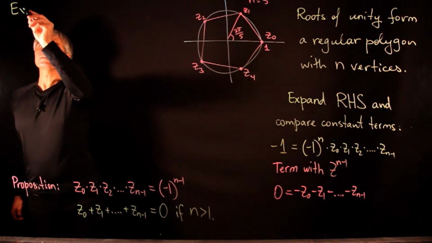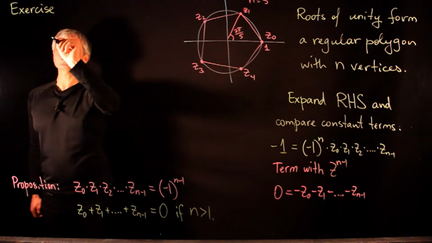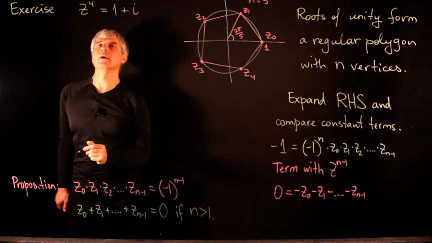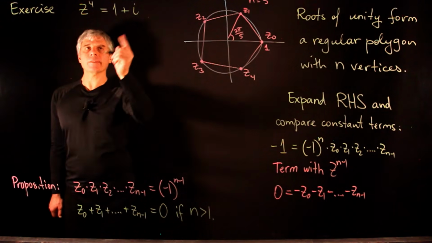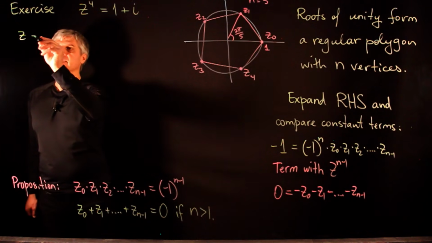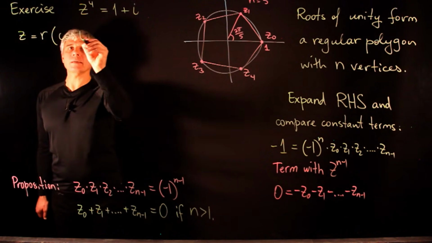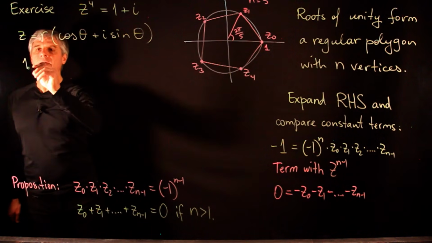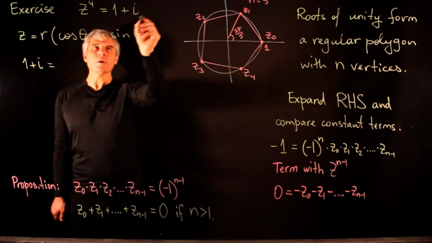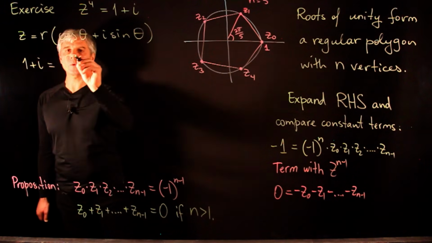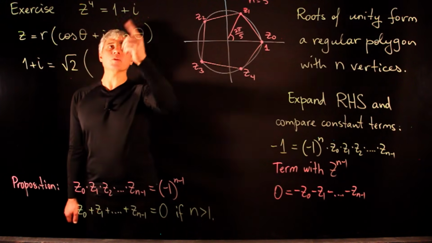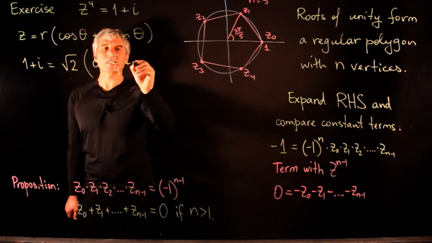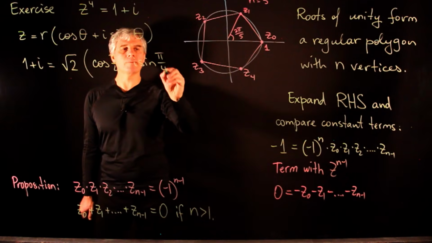As an exercise, let us solve the following equation. Z to the power 4 is equal to 1 plus i. What we do is we write the left-hand side and the right-hand side in the polar form. So we write z as r times cos theta plus i sine theta. And 1 plus i is, so the norm of 1 plus i is square root of 2. And the argument of 1 plus i is pi by 4. So this will be cos of pi by 4 plus i sine of pi by 4.